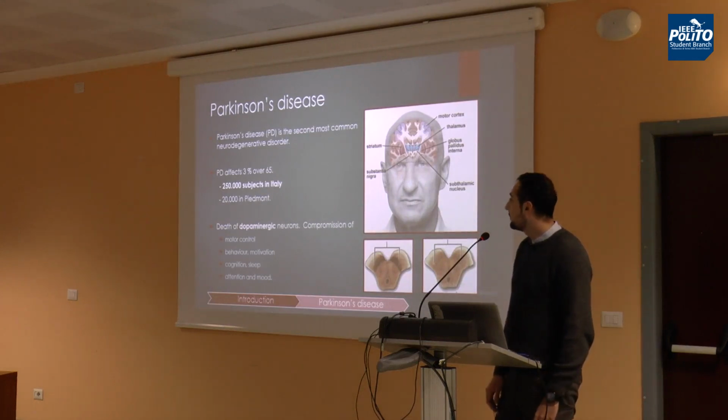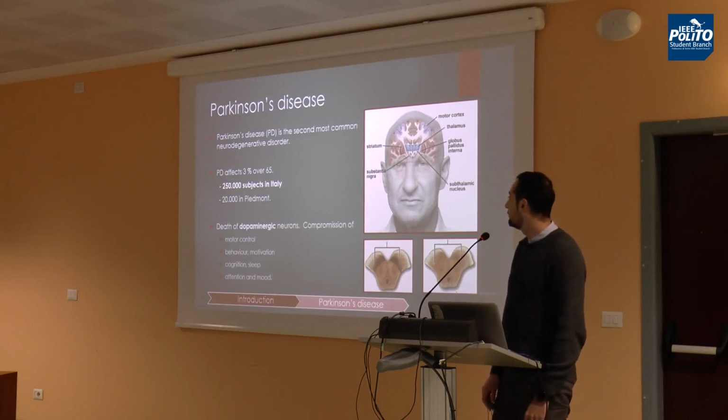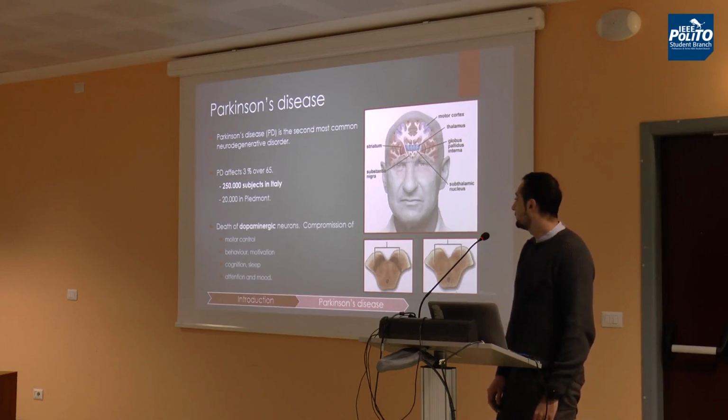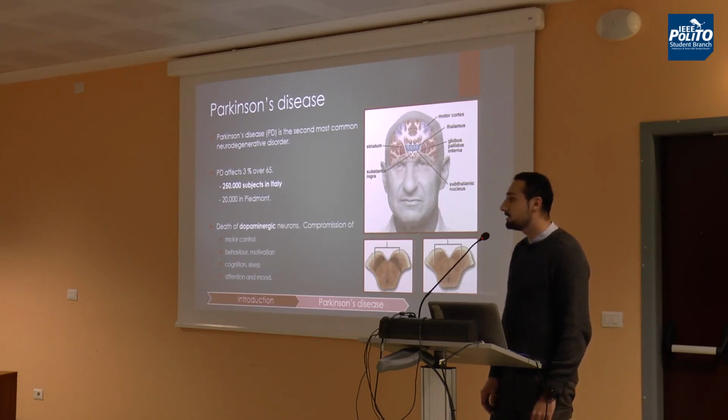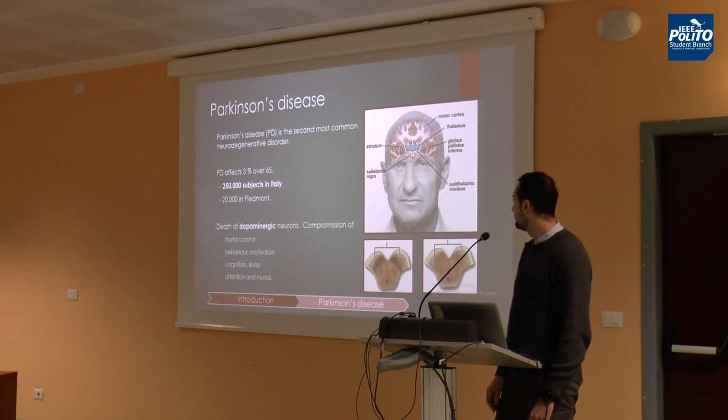Among movement disorders, Parkinson disease represents the second most common neurodegenerative disorder. It affects more or less a quarter of a million subjects in Italy, and we have more or less 20,000 cases in this region. The disease is due to the death of some dopaminergic neurons in a certain region of the midbrain, and a lack of dopamine leads to uncoordinated movements, impaired movement control, attention deficit, and alterations in mood, cognition, and sleep.